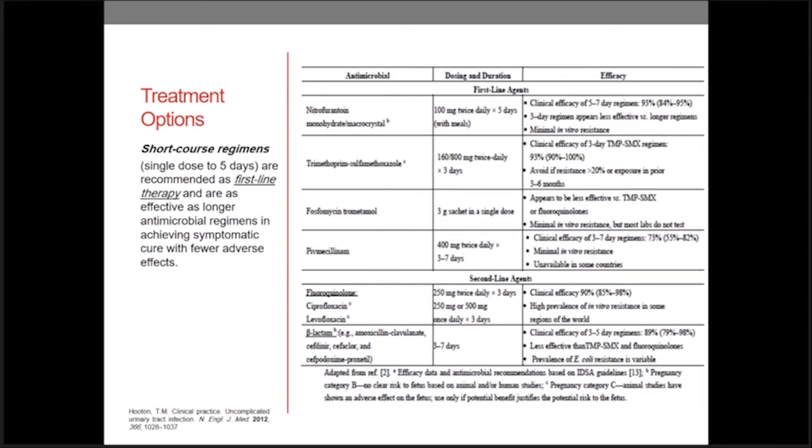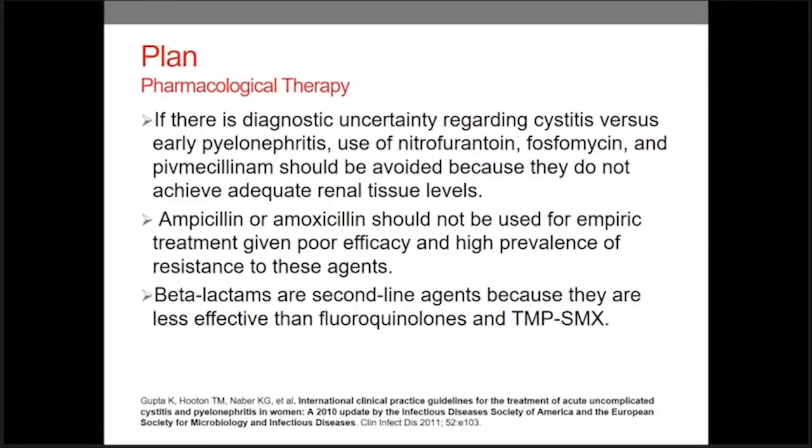Also, the recommendations suggest a short-duration, short-course regimen, from a single dose to 5 days, as first-line therapy. It is as effective as long-duration therapy in achieving symptomatic relief, with fewer adverse drug events. For my pharmacological therapy plan, if there is diagnostic uncertainty regarding cystitis versus pyelonephritis, the use of nitrofurantoin, fosfomycin, and pivmecillinam should be avoided because they do not achieve adequate renal tissue levels.